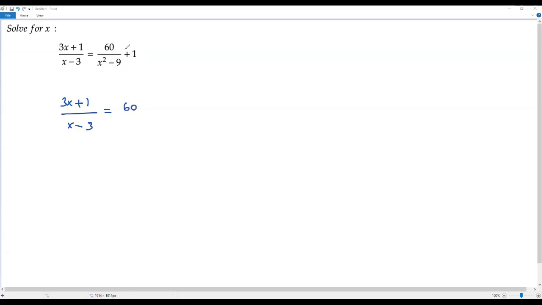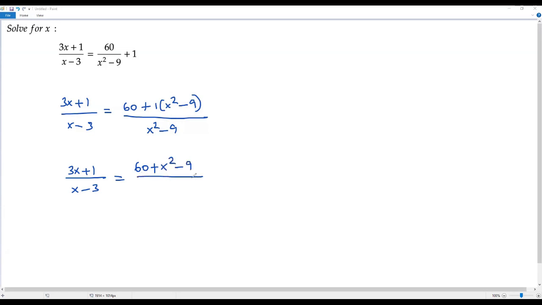So let me write 60 and this positive sign as it is. Now I'm going to multiply this integer 1 by this denominator x squared minus 9. That is 1 times (x squared minus 9). Now, since I have multiplied this integer 1 by this denominator, I can take this denominator x squared minus 9 as a common denominator. Let me write it. Okay, now we have (3x + 1) over (x - 3) equals 60 plus. When I multiply this stuff by 1, I'll be getting the same stuff, that is x squared minus 9 over x squared minus 9. This 9 can be written as 3 squared.